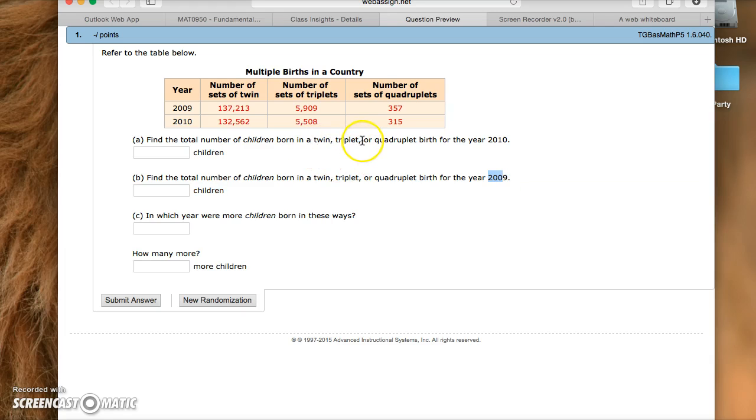The other word that I want to point out in this first part is the word or. Notice it says we want to find the total number of children born in a twin, triplet, or quadruplet birth, meaning that it could be any of those. They can be twins, or they can be triplets, or they can be quadruplets. In other words, we need to sum up, S-U-M, or add together all of these different types of births: twin births, triplet births, and quadruplet births for the year 2010. So I'll highlight that row again, and let's figure out how many children were born in those sets.